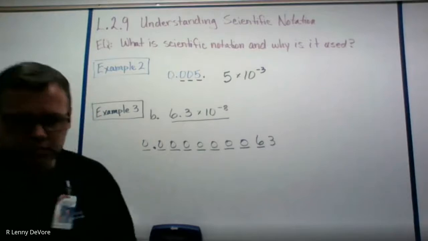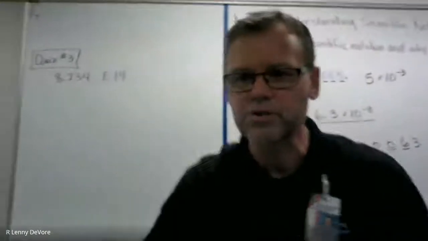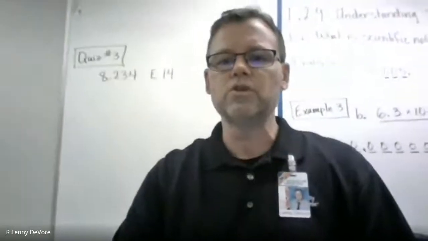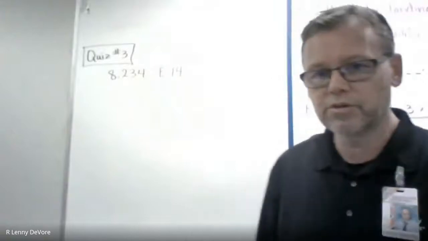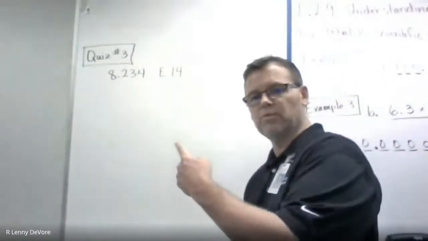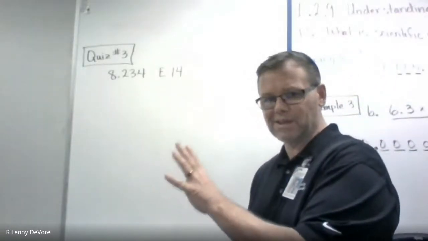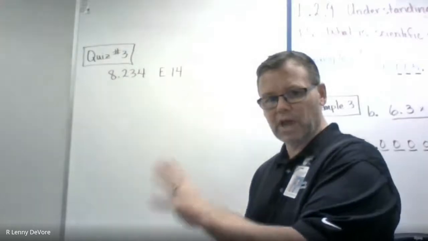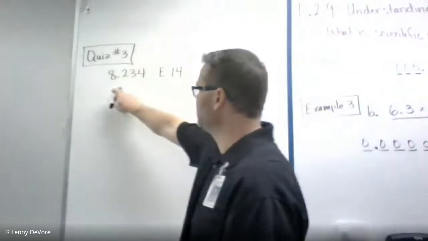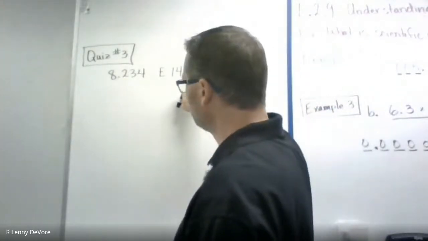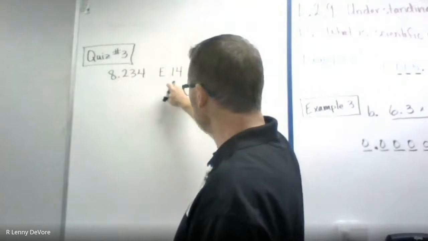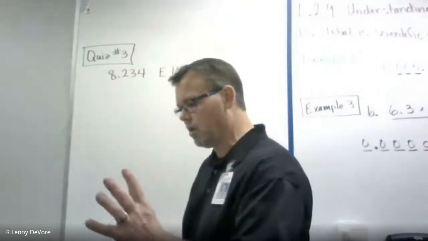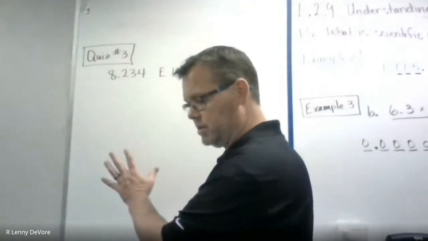Now for the bonus. This is a pretty quick lesson because we're just talking about scientific notation. We're going to do quiz number 3. The reason I picked this one was because you guys aren't used to seeing this in a calculator, and this is what it would look like in a calculator. Okay, if I went through and I did this number, it would say E14. That means it needs to go out 14 places.